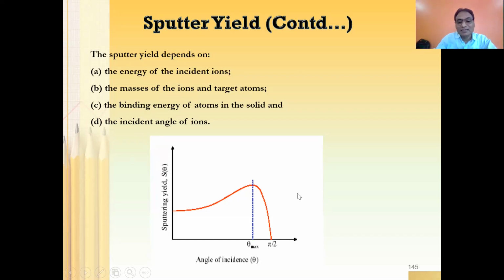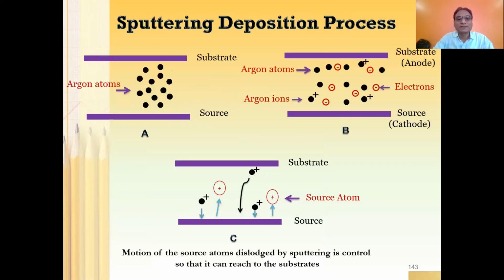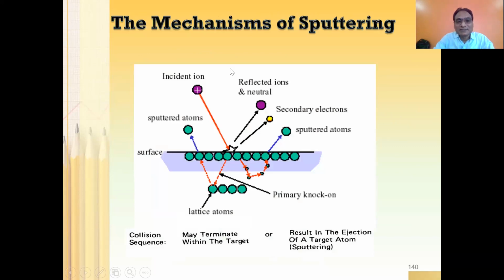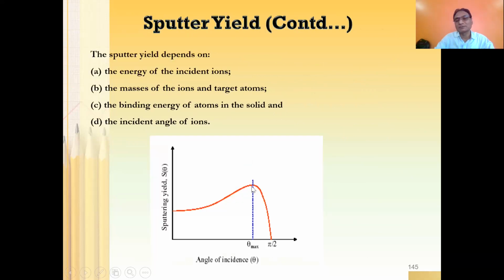If you look at this graph of angle of incidence versus sputtering yield, you can see it is going to be maximum here. If this is pi by 2, which means 90 degrees, then for 90 degrees the yield is going to be 0. If it is coming exactly straight, in this direction at 90 degrees, the yield is going to be 0. It needs to be a little bent so that the yield can be maximum. You can see it is maximum at this position.